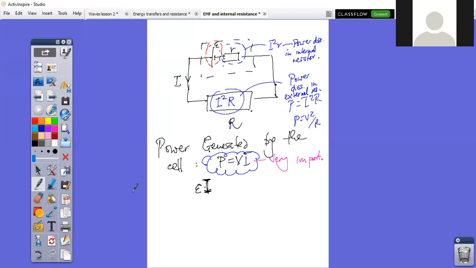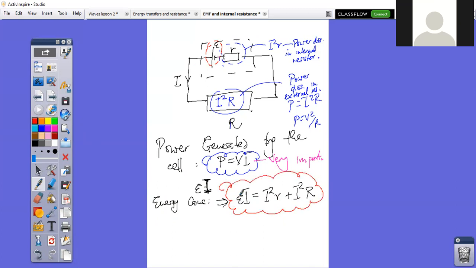So far, so good. So therefore, EI, so energy conservation, means that EI, the power generated inside, must be equal to I squared R plus I squared r. Remember this formula. Well, this here is the EMF. We're okay with that? Yeah.